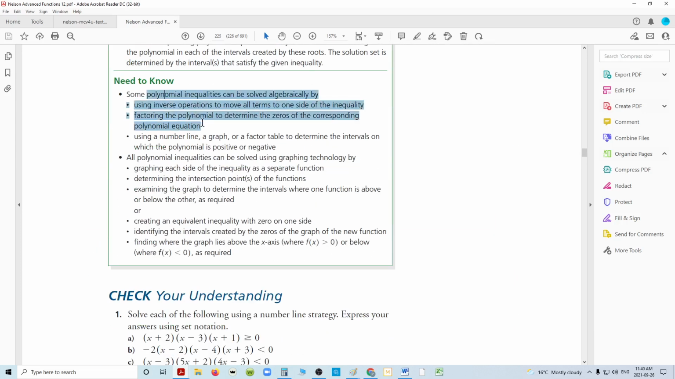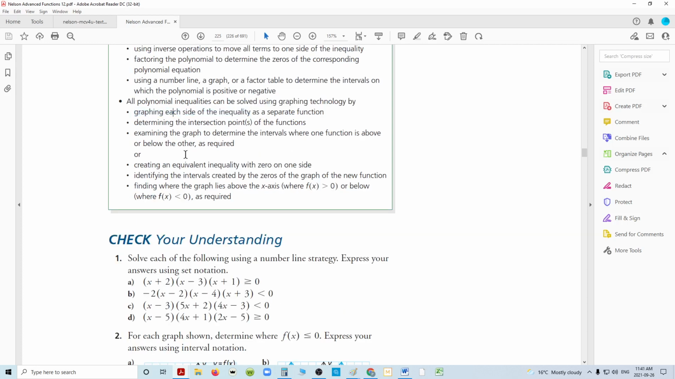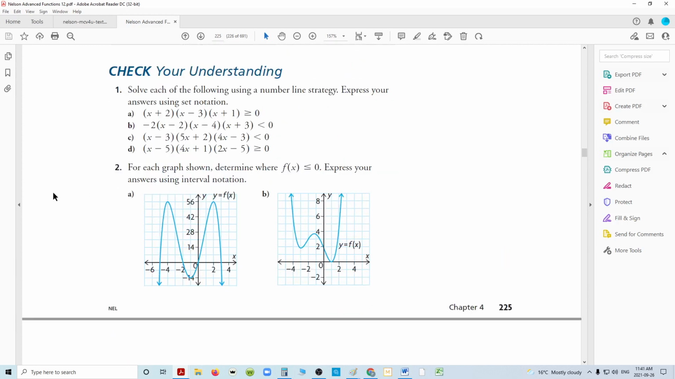And then it goes through what you need to do. You're essentially saying you've got to move everything to one side of the equation, make it equal to 0, determine all the zeros, and then figure out using a number line where it's above or below the number you're trying to find. And then they go through the other methods. So here we go. Check your understanding.